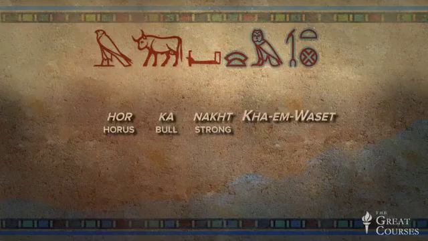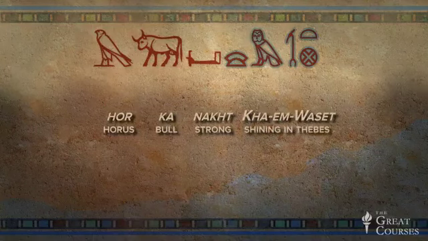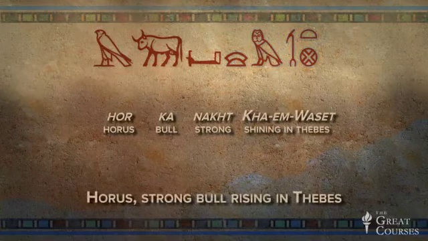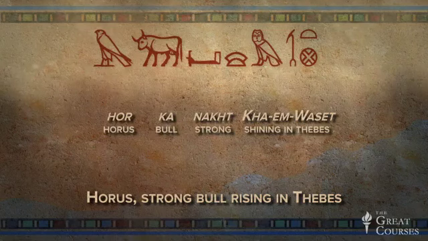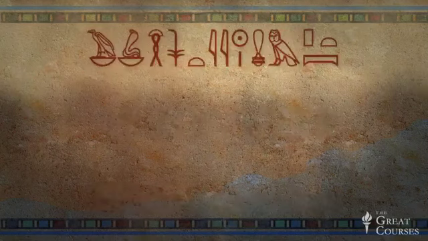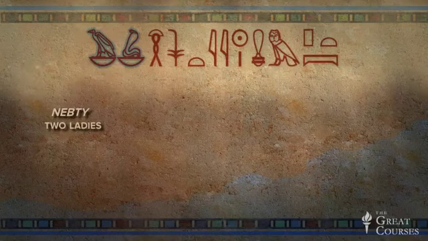Cha'em Wasit, shining in Thebes. So the name is something like Horus, strong bull, rising in Thebes. That's obviously his Horus name. Next, we see the two ladies, which begin the next name.